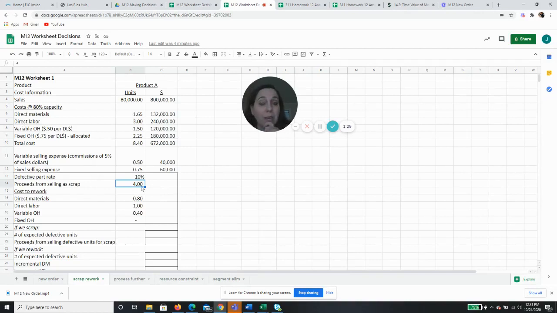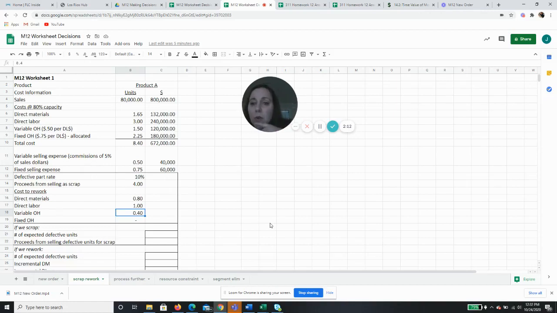Or we can rework it. In the case of the vans, we could rip out the stitching and put new stitching in so it's better. I don't know, whatever it is, we can fix it. But fixing it requires extra resources. In this case, it's going to require an extra 80 cents of direct materials, an extra $1 of direct labor, and an extra 40 cents of variable overhead. At this point, we don't consider the selling expenses as part of the rework. We would still have to calculate commission on what we sold, but we don't have to include the selling expenses as part of the rework because this is just to rework the product. So it's just the product costs.